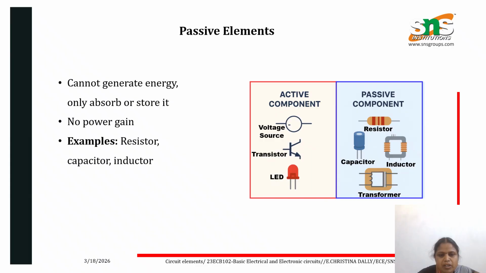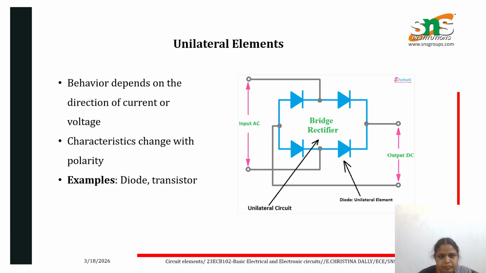When compared to the active elements, the next one we are going to see is the passive. Passive means it cannot generate energy, it only absorbs or stores it. For example, the resistor, capacitor and inductor cannot generate energy, they just absorb or store it. So there will be no power gain.